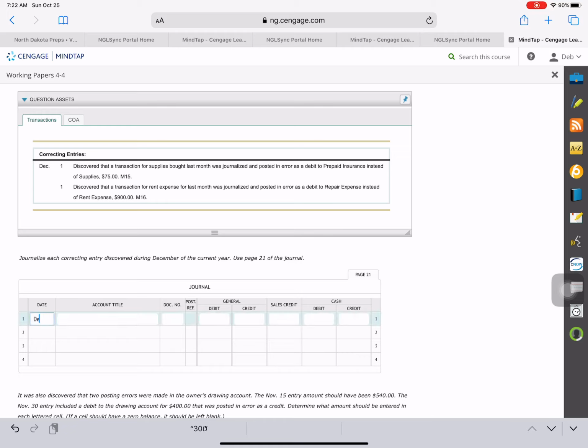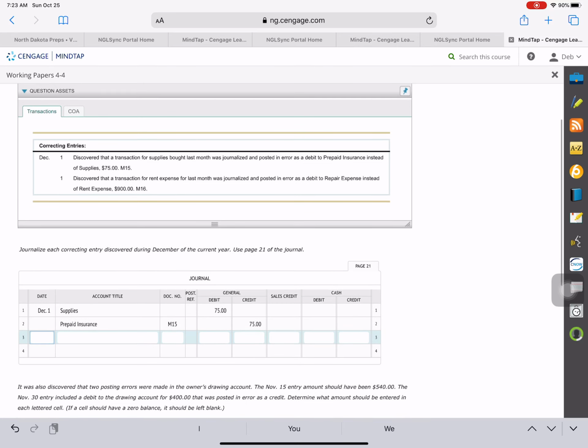Okay, so the date is December 1st. Okay, the amount should have been in supplies. So we have to put it in supplies. And that should have been a debit of $75. It was in prepaid insurance. So normally it would have been debited into prepaid insurance. In order to cancel that out, we have to credit it for $75. And our document number is M15.